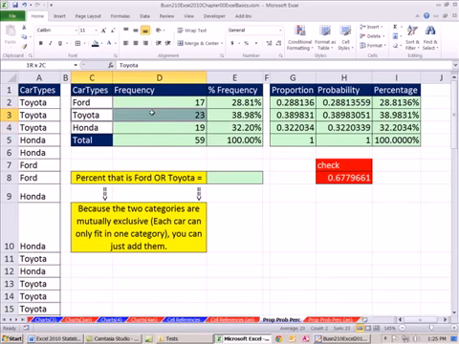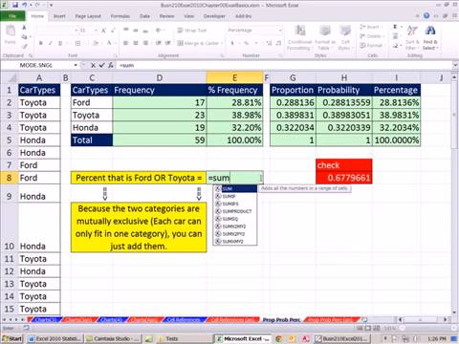What does mutually exclusive mean? It means you're only dating one person, right? You're mutually exclusive. It means when we go through this list, Toyota can only fit into this category here. There's no car here that can fit into both Ford and Toyota. So mutually exclusive. Because these are mutually exclusive, when you ask an or question, what's the percent or probability or proportion that you had a Ford or a Toyota, all you have to do is add. You can add Ford and Toyota. I'm simply going to do a sum function and then add these two.